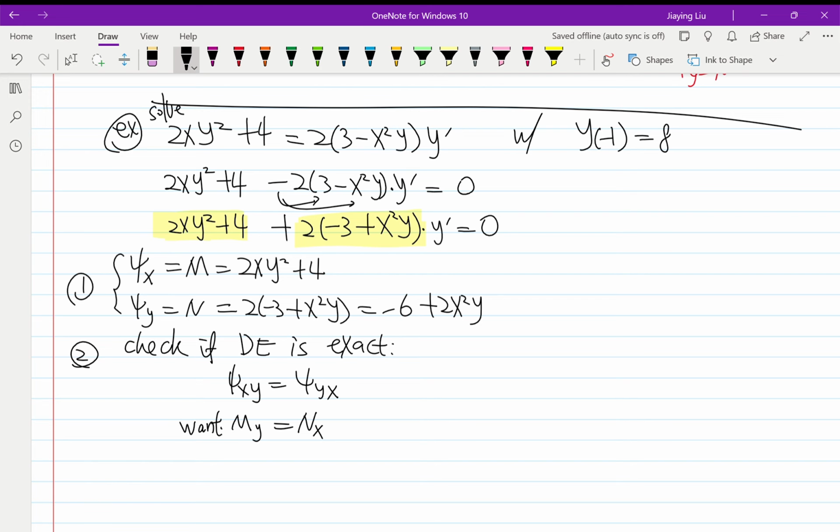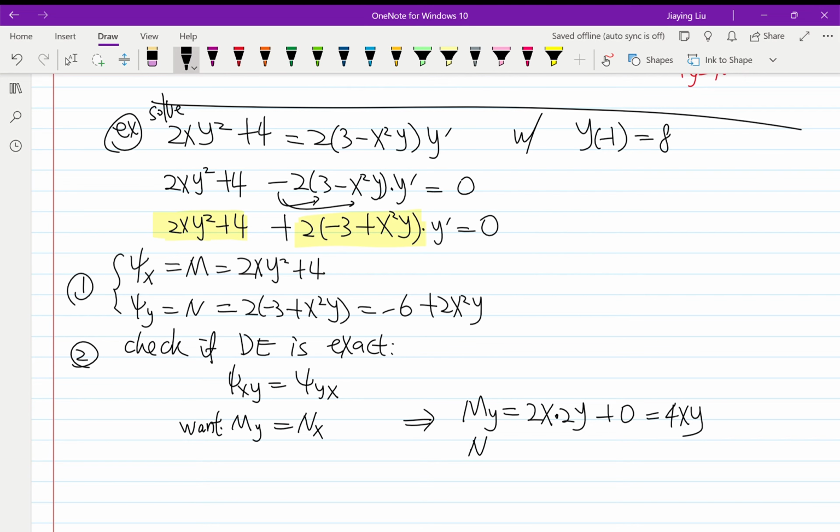Well, we don't have My, so let's find it. My means we take the M expression and take the derivative with respect to y. Now, when we take the derivative with respect to y, all the x has to be treated as constants, just like numbers. So on the side, I'm going to write My is equal to: 2x as a constant, y squared gives me 2y, and the 4 gives me a 0. So that's going to be 4xy.